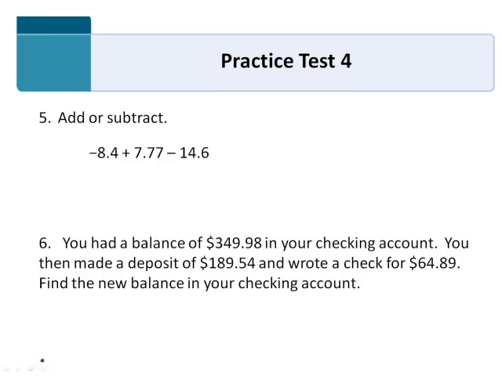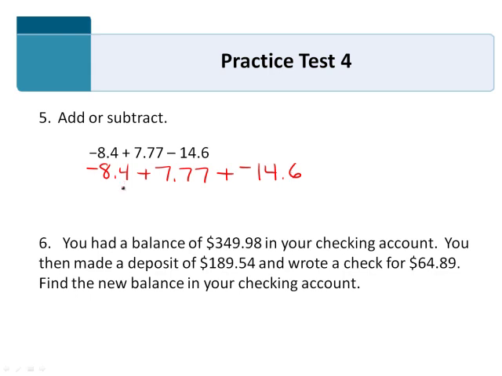Number 5, add or subtract. If you don't have your calculator with you, stop the video and go get it, because you're going to need it for the rest of this practice test. So look at what we have here. We have negative 8.44, not 8.4, plus 7.77 minus 14.6. There's a lot of different ways you could do it. I'm going to change my subtraction sign over here at the end and keep the 7.77, that's the keep part, change it to addition, and take the opposite, so it's going to become a negative 14.6.